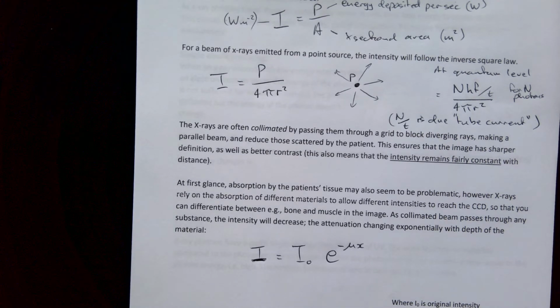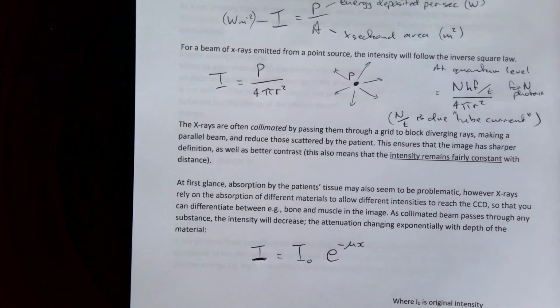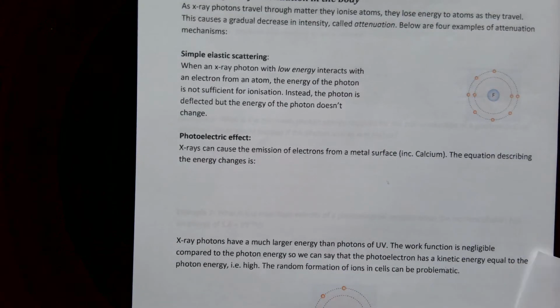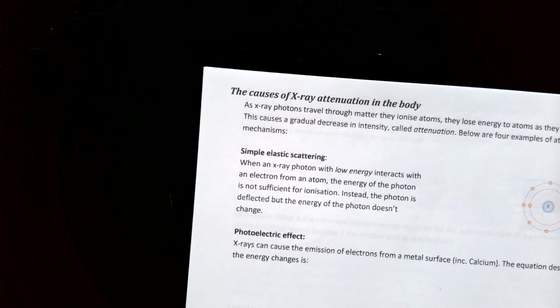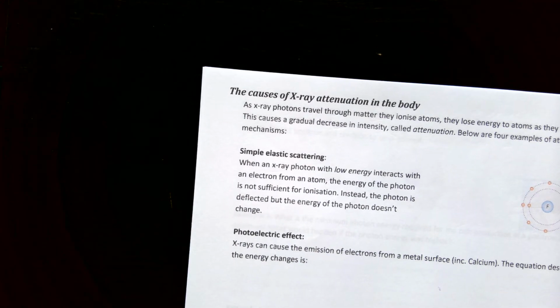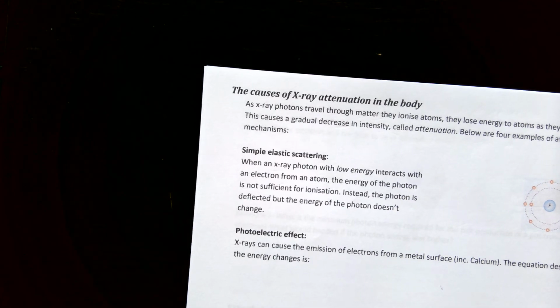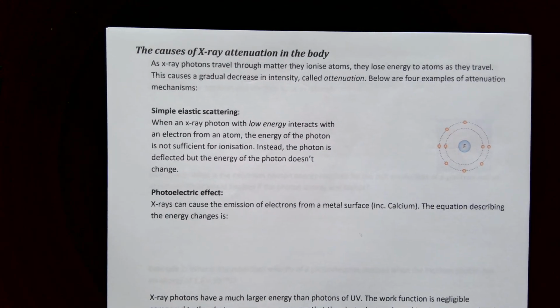But how does it get absorbed? That's where the difficulty comes in. So what we're going to look at now is the idea of how do we actually get this attenuation, as the phrase is. How do we get this decay in the numbers? And X-rays, it is a little bit complicated. We have some basic principles, but because of the energy, we have some other principles going on.